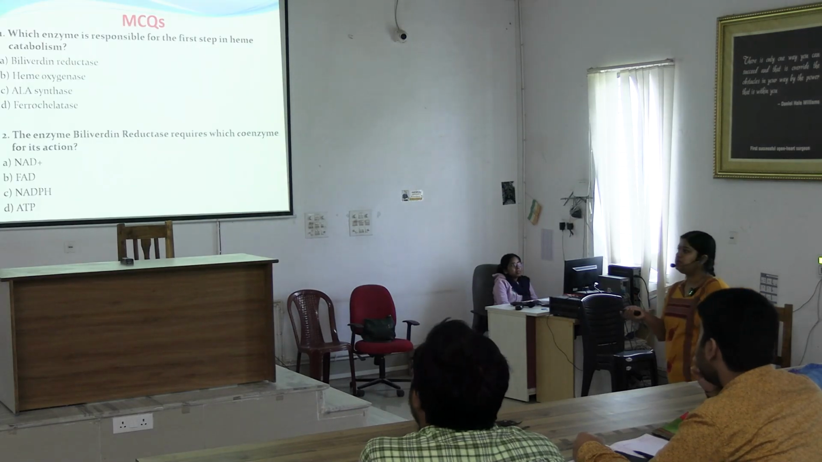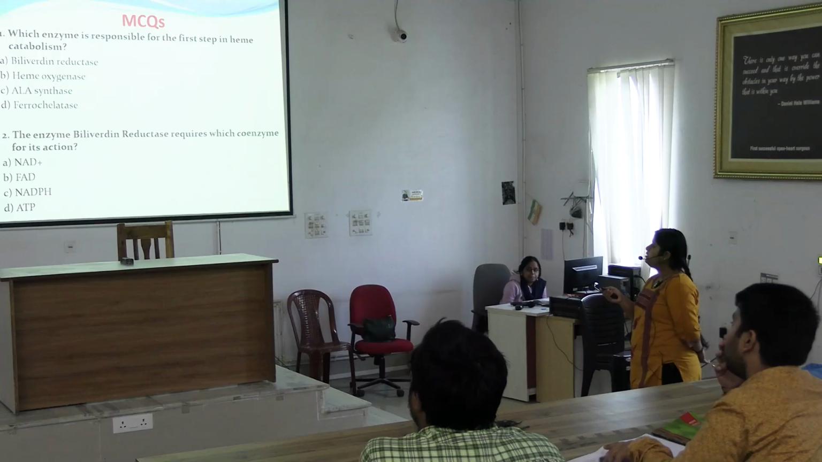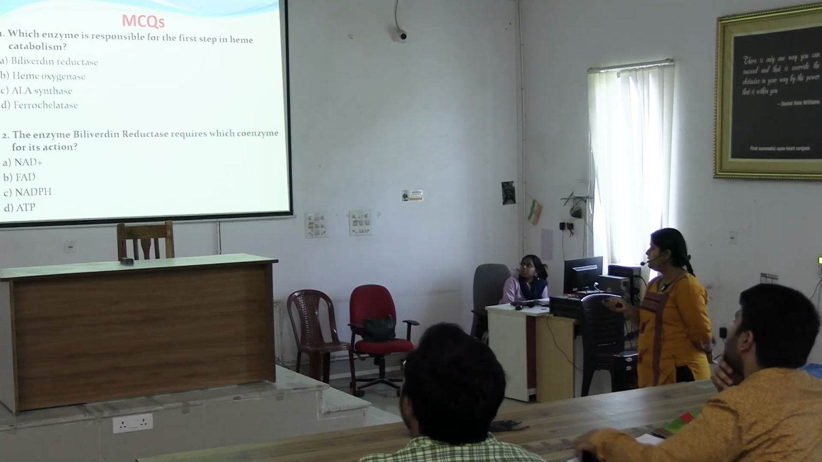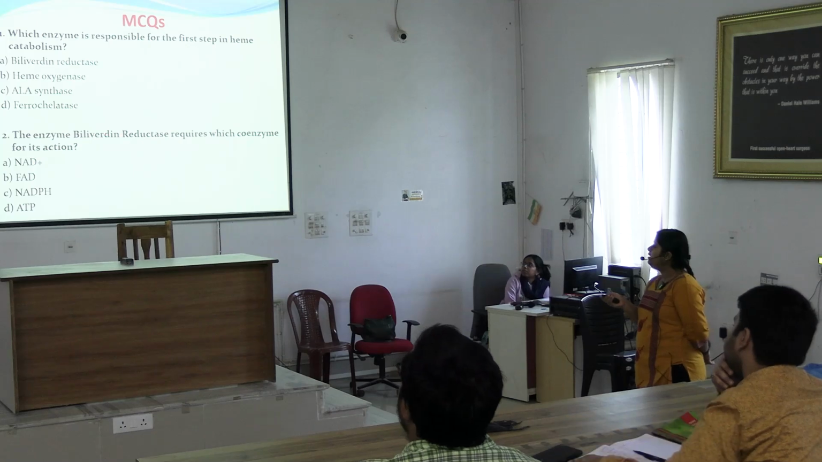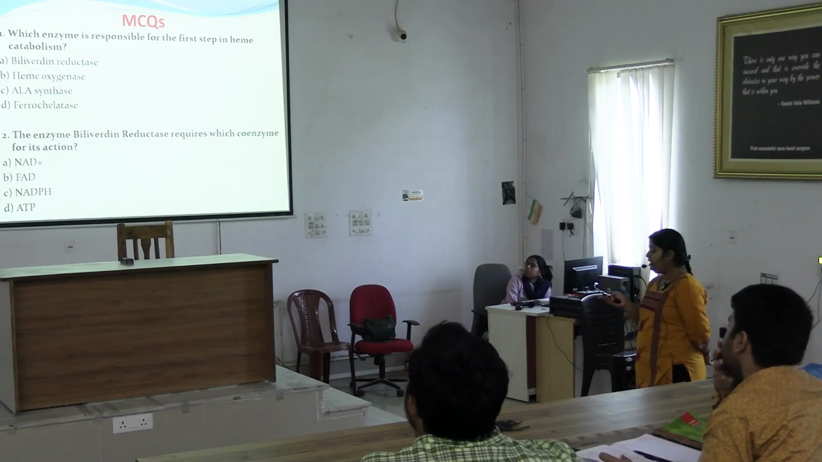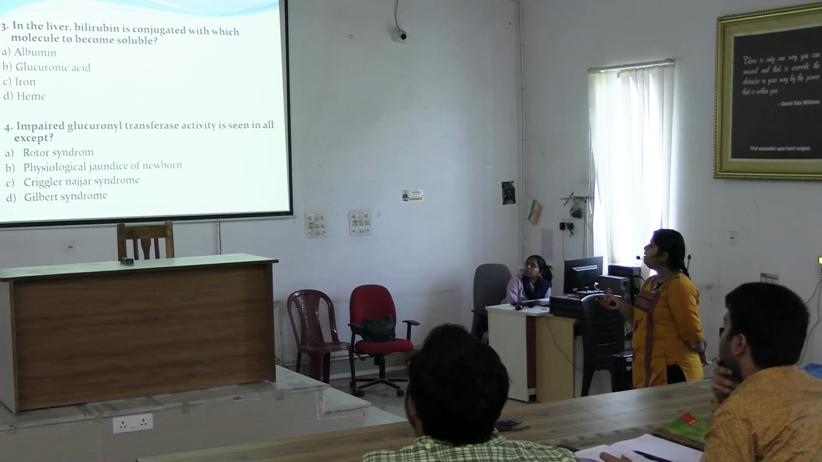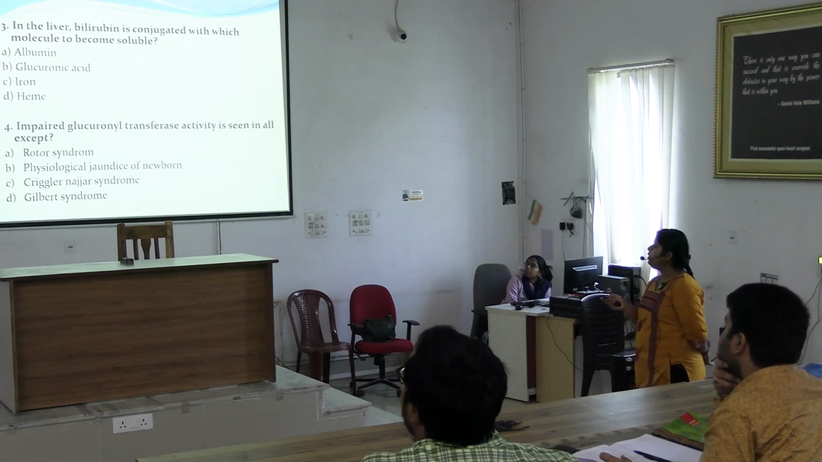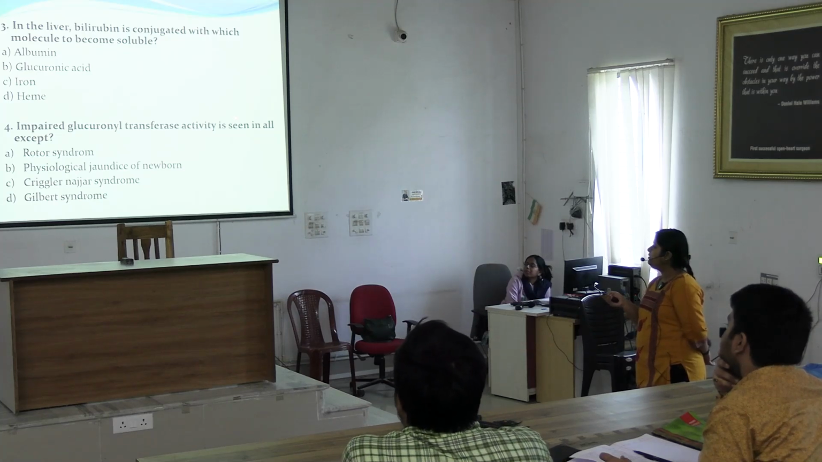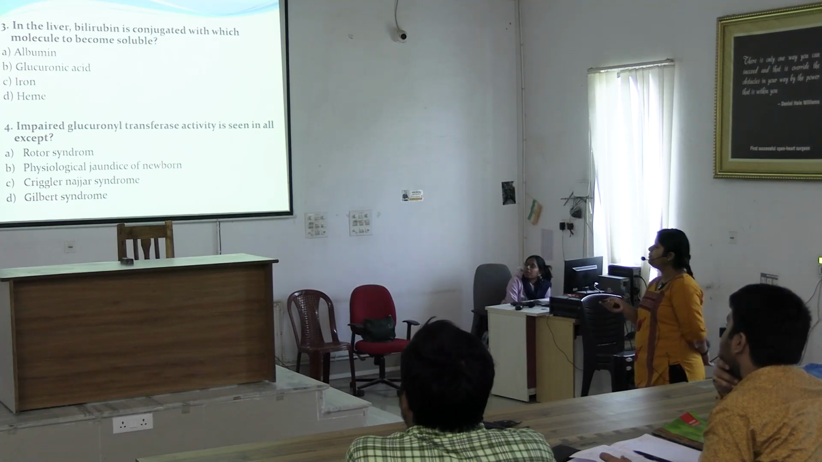Now come to the MCQs. Which enzyme is responsible for the first step in heme catabolism? Heme oxygenase. The enzyme biliverdin reductase requires which coenzyme for its action? NADPH. In the liver, bilirubin is conjugated with which molecule to become soluble? Glucuronic acid. Very good.